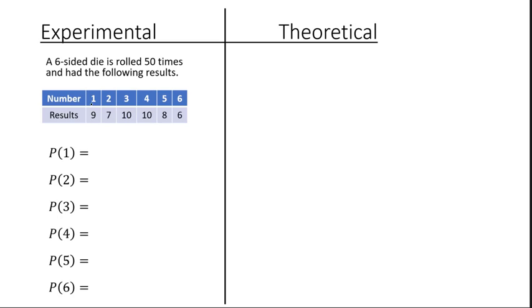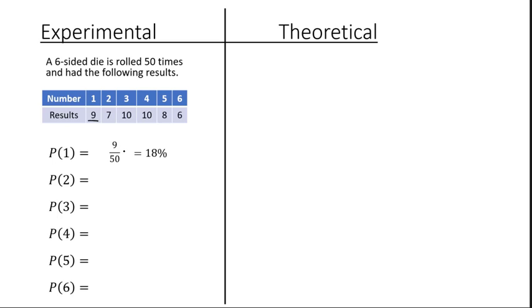So the probability of rolling a 1 based off our experiment is we have nine things that happen. That's the number of outcomes that we observed. So we have 9 outcomes divided by the total number of trials. We rolled 50 times, so the probability would be 9 over 50. And you can write that as a percent, which would be 18%.